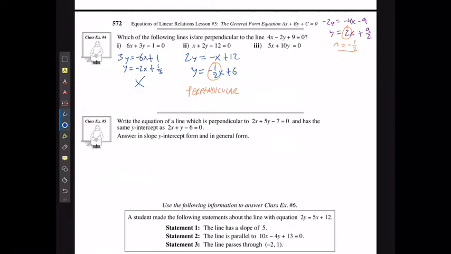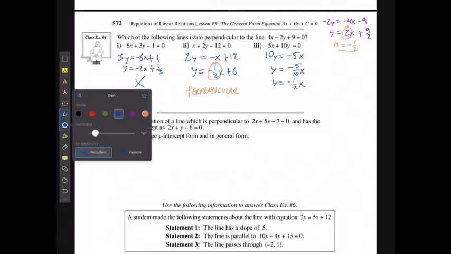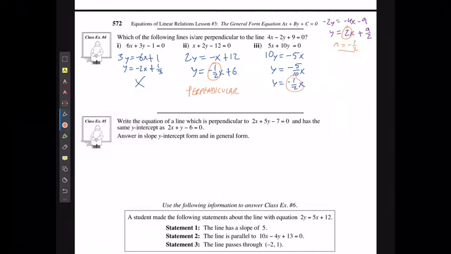And in the last case, 10y is equal to negative 5x. When I divide both sides by 10, I'm going to get negative 5 over 10x, which can get reduced down to negative 1 over 2x. And once again, this one has the slope that I'm looking for. This one is also perpendicular.